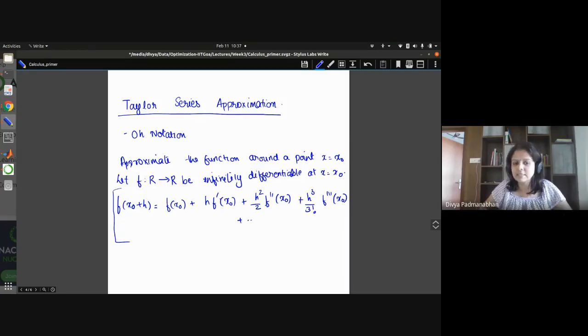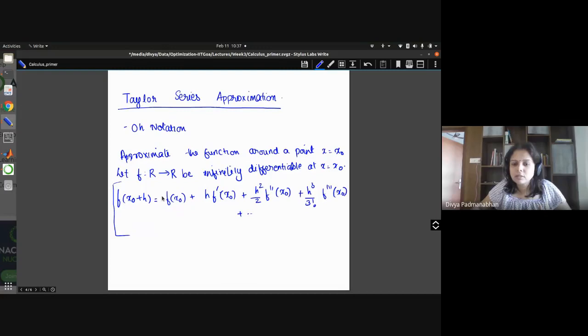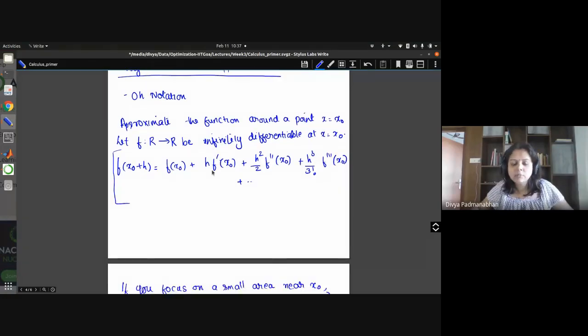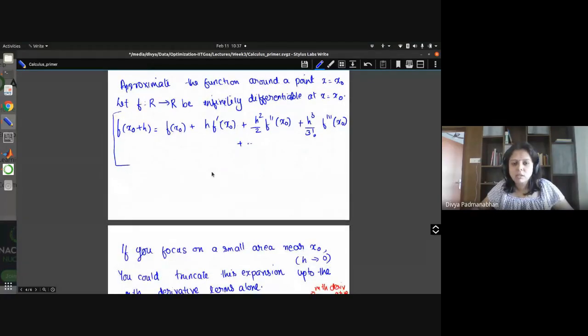So this is an exact representation of the function value at the point x naught plus h. I'm just explaining it now for a function from R to R, the simple case. Now the Taylor series expansion looks at what happens when h becomes very small. That means at a point very close to x naught, what can you say about the function value?